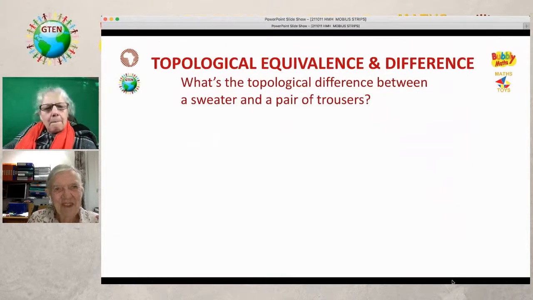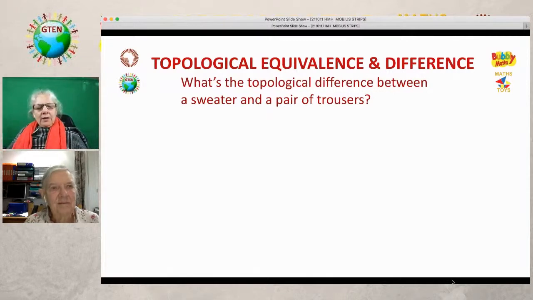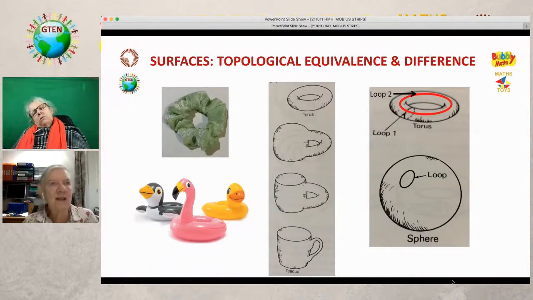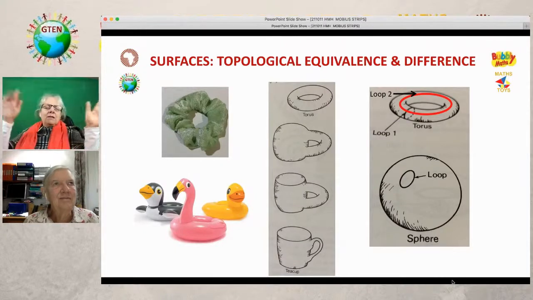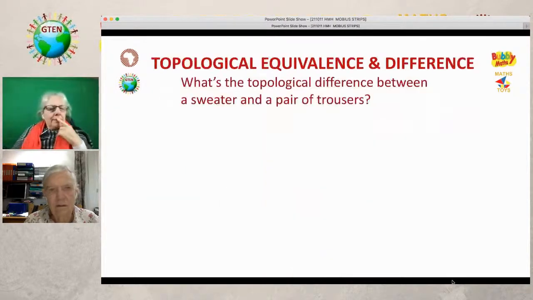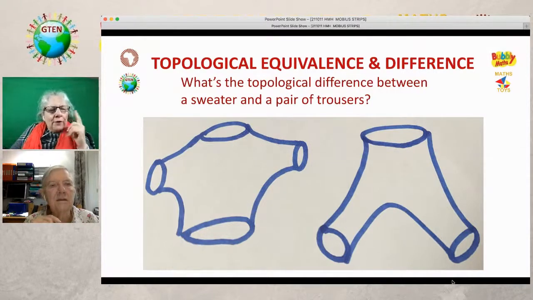Yeah. But now here's a thought. What's the topological difference between a sweater and a pair of trousers? Oh my goodness. Okay. Well, we were talking about how many holes there were. Now, when we put a sweater on, how many holes does it have? Well, there's the head, there's the two arms and the two legs. That's 5 holes. But then through the center is kind of a cylinder. So the head too, and the trousers have 3 holes. 5. Yes, where'd I get 5 from?